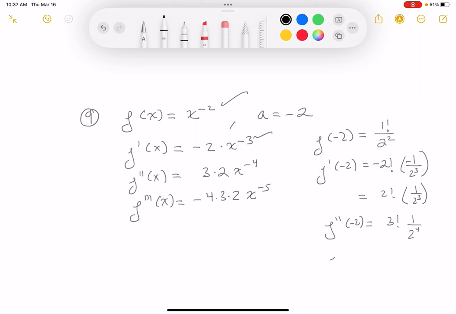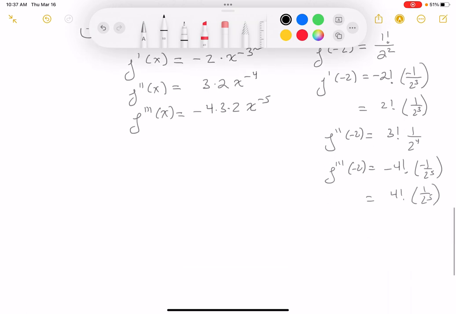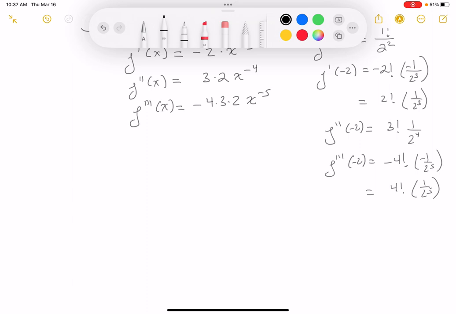Let's write the third one down at minus 2. Well, that's going to be minus 4 factorial. And then it looks like minus 1 over 2 to the 5. What does this give me? 4 factorial times 1 over 2 to the 5. So I got my general pattern. I definitely see it. All right, let's write this down.